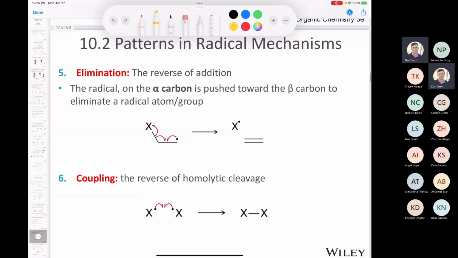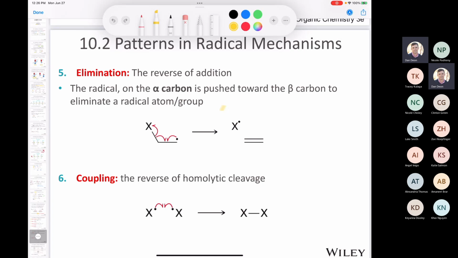The next one is an elimination. Elimination is actually the reverse of the addition. Okay, addition was really nothing more than a radical plus a double bond gives you a sigma bond and a radical. Elimination is where the radical fragments to give you a double bond, and you end up with a radical.